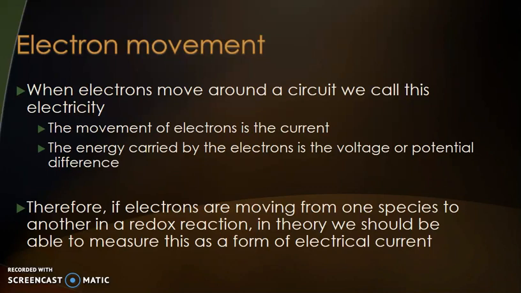So, in theory, if something is losing electrons and something is gaining electrons, we should be able to make those electrons move in such a way that we can actually measure the fact that they're moving. In other words, we should be able to measure an electric current. However, when we do a redox reaction in a beaker, it typically happens in a confined space where the atoms being oxidized and reduced are directly contacting each other. So it's very hard to set up a circuit around it.